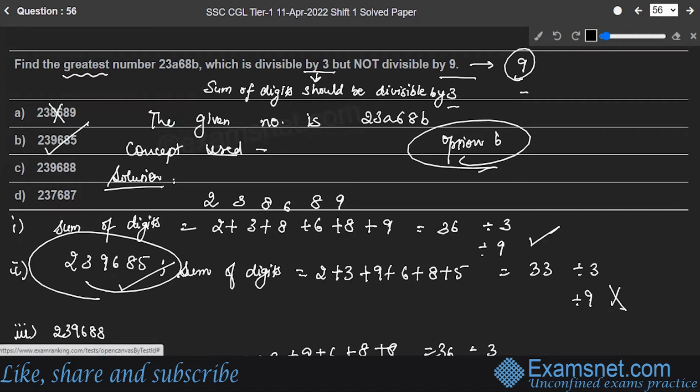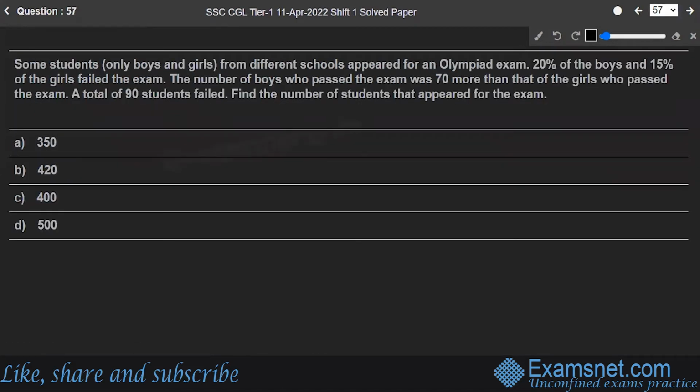Then let's move to the next question, number 57. It says some students, only boys and girls, from different schools appeared in an Olympiad exam. 20% of the boys and 15% of the girls failed in the exam. The number of boys who passed the exam was 70 more than that of the girls who passed in the exam. A total of 90 students failed. You have to find the number of students that appeared for the exam.